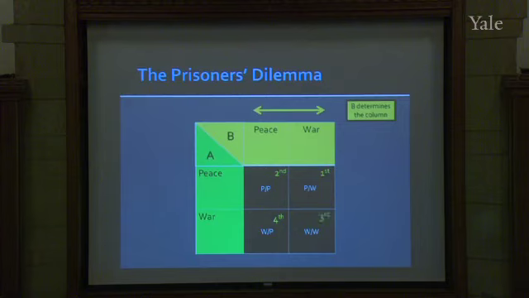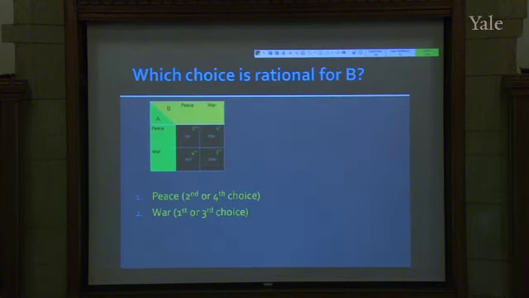So just to check again, and let's see if I can get rid of that residual 4%. Let's try again. What is the rational choice for B to make in this situation? If you do a good job on this, we'll go to the real money ones. What is the rational choice for B to make in this situation, given that peace will give him his second or fourth choice and war will give him his first or third?